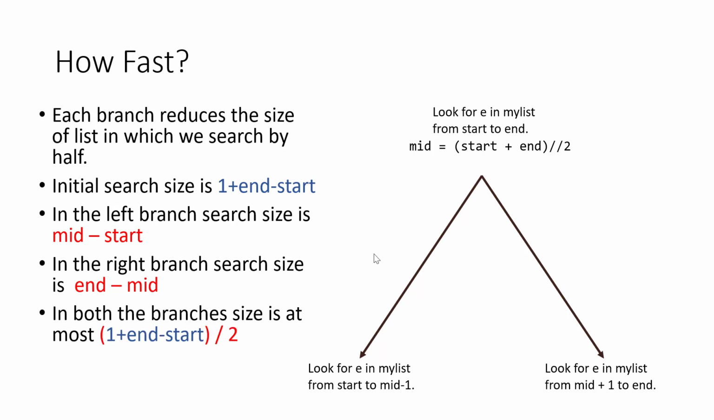In both these branches, the number of elements we have to search through is at most half of the list we began with. When we compare two numbers, there are exactly 3 cases that can arise. Either the first number is equal to the second number, or the first number is less than the second number, or the first number is greater than the second number. And we will take exactly one branch out of these.